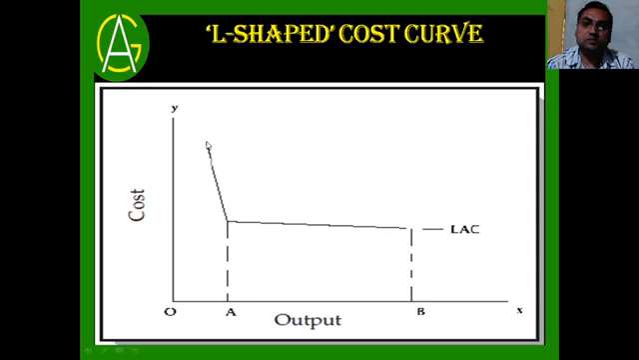Friends, here also you need to remember some important points. First of all, I am speaking those important points. Do remember them and note them down. First one, economies. Economies means advantage, and diseconomies means disadvantage. Once again, economies means advantage, diseconomies means disadvantage.